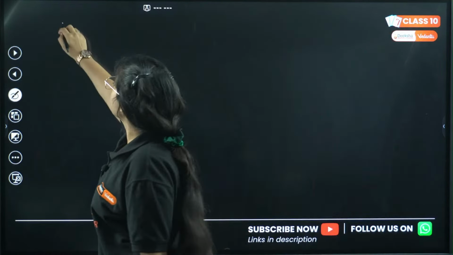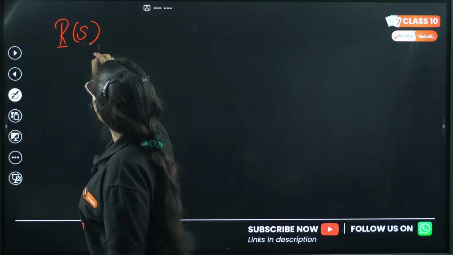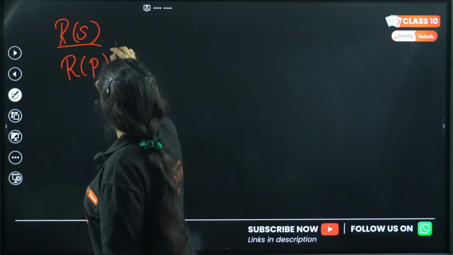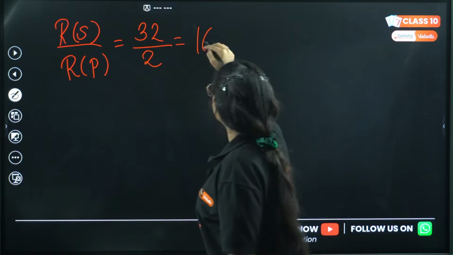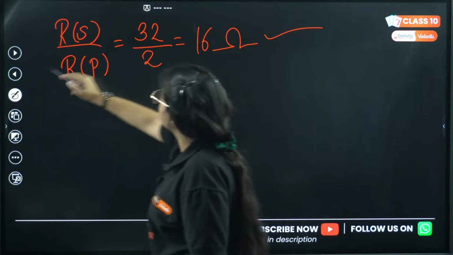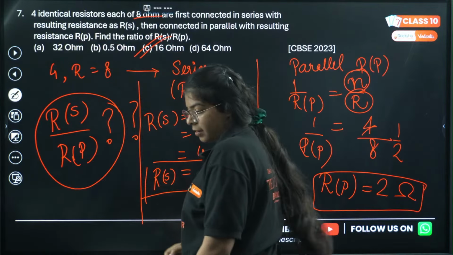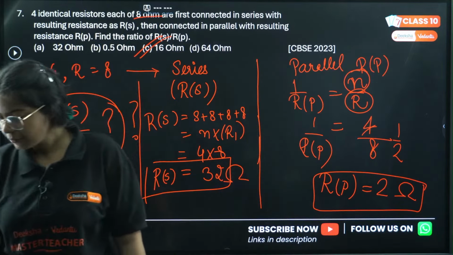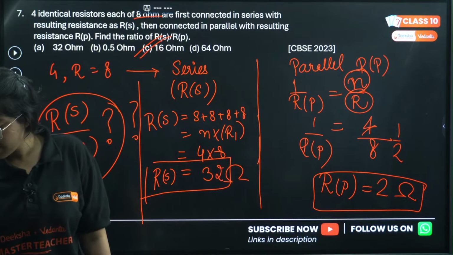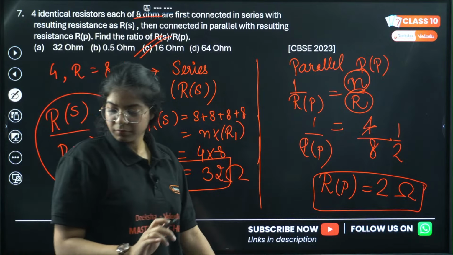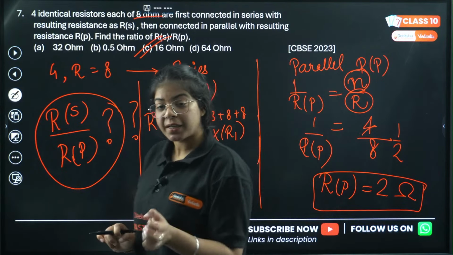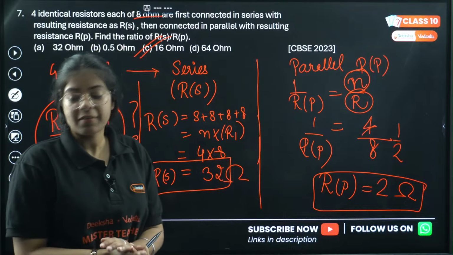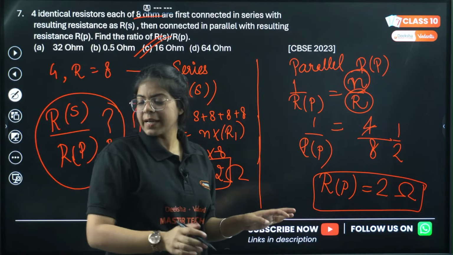So if I need to find Rs divided by Rp, Rs is 32 divided by 2, this will be 16 ohm. 16 ohm is the correct answer. Amit was correct. Done? Understood everyone? Understood this question? This is also a very repeated question. These kind of questions have come in boards multiple times.